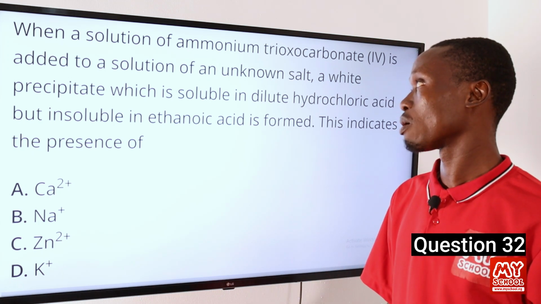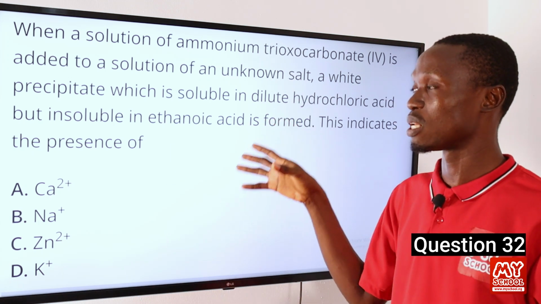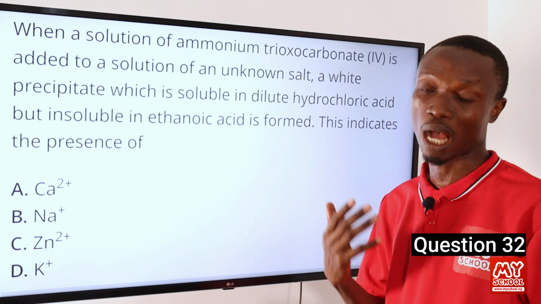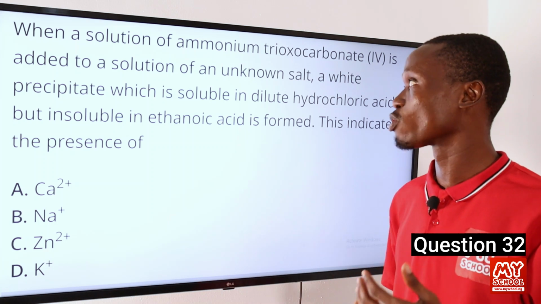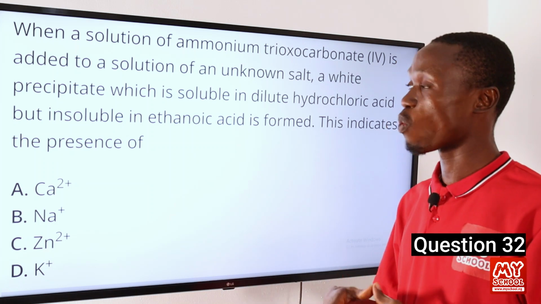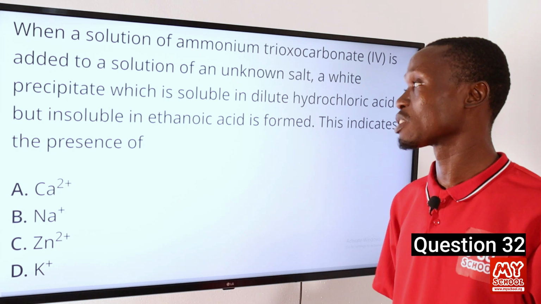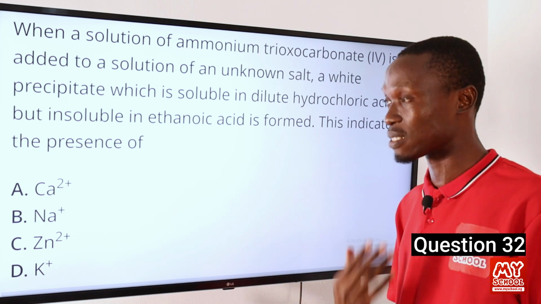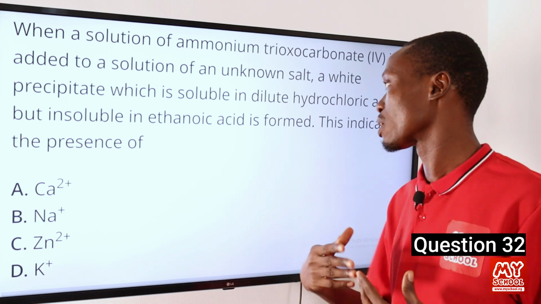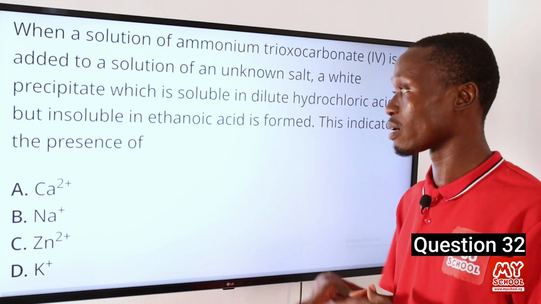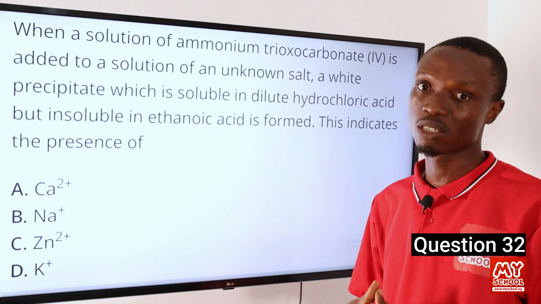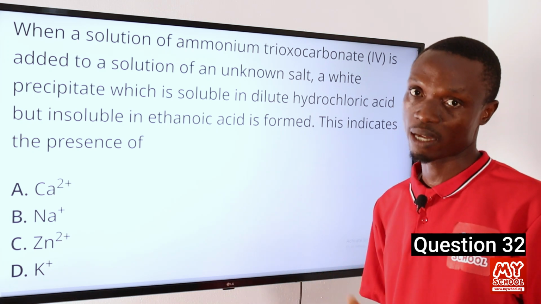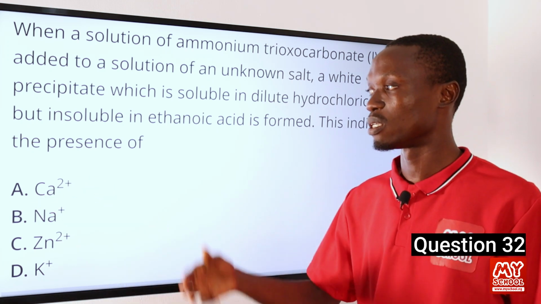This question really is a description of the test for calcium ion. When ammonium trioxocarbonate 4 salt is added to a solution of an unknown salt and a white precipitate is formed, and that white precipitate is soluble in dilute hydrochloric acid but insoluble in ethanoic acid, that whole reaction indicates the presence of calcium ion. So that makes option A the correct answer to this question.